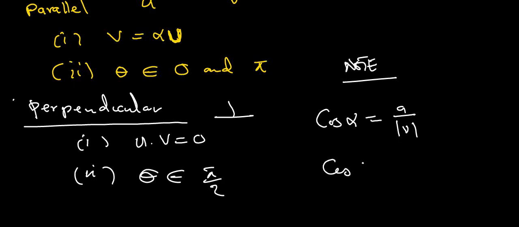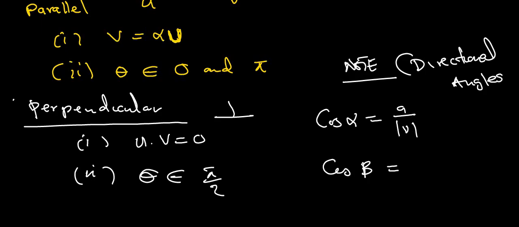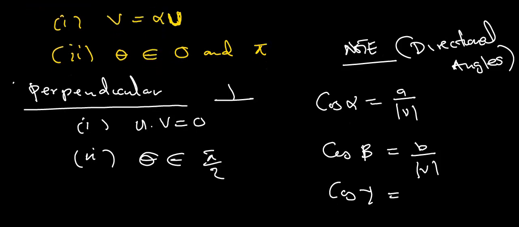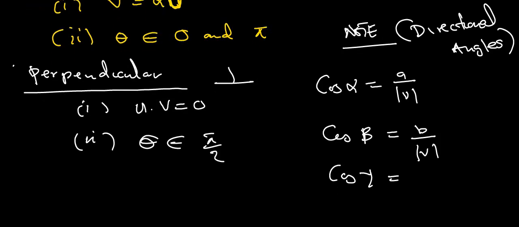Then cos beta. These are angles where the vectors can be found, depending on the x, y, or z axis. These are called directional angles. So we have the second term with its j component over that, then we have the other one, which is cos gamma. This is c over the length of v, provided your v is the one that is giving us the a, the b, and the c.